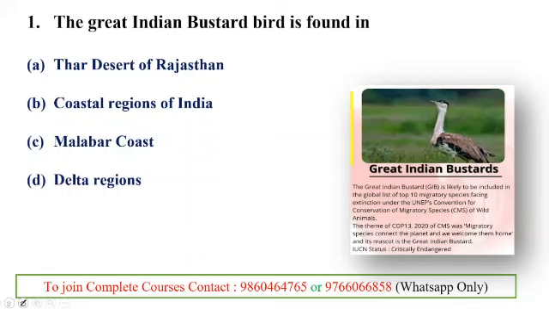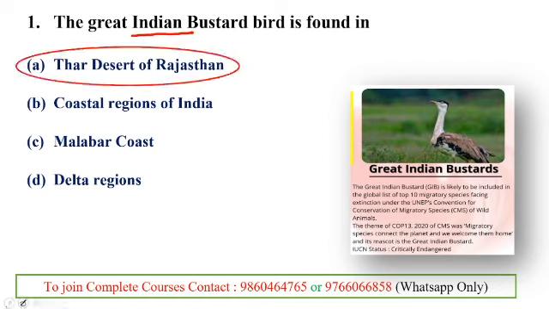First question, the great Indian bustard bird is found in. So, in which of the following places is the great Indian bustard mostly found? And it is none other than the Thar Desert of Rajasthan. So here the great Indian bustard is found in the desert area, the Thar Desert of Rajasthan. And what is the speciality of the bird?